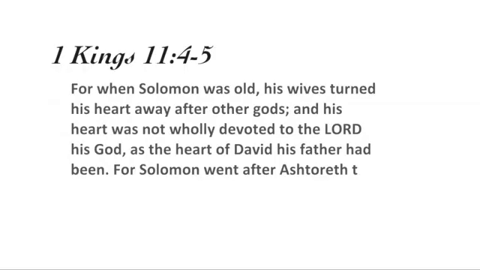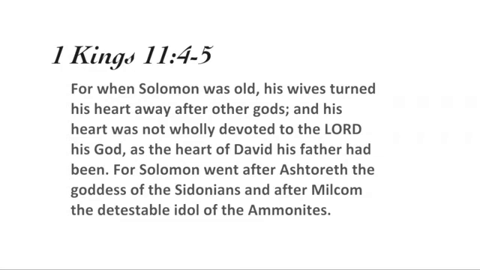From this point, Solomon's spiritual decline rapidly accelerated, as he loved many foreign women, 700 wives, and they then turned his heart after their gods. He ended up even building worship places for them, and we see that in 1 Kings 11:1-8. For when Solomon was old, his wives turned his heart away after other gods, and his heart was not wholly devoted to the Lord his God, as the heart of David his father had been.